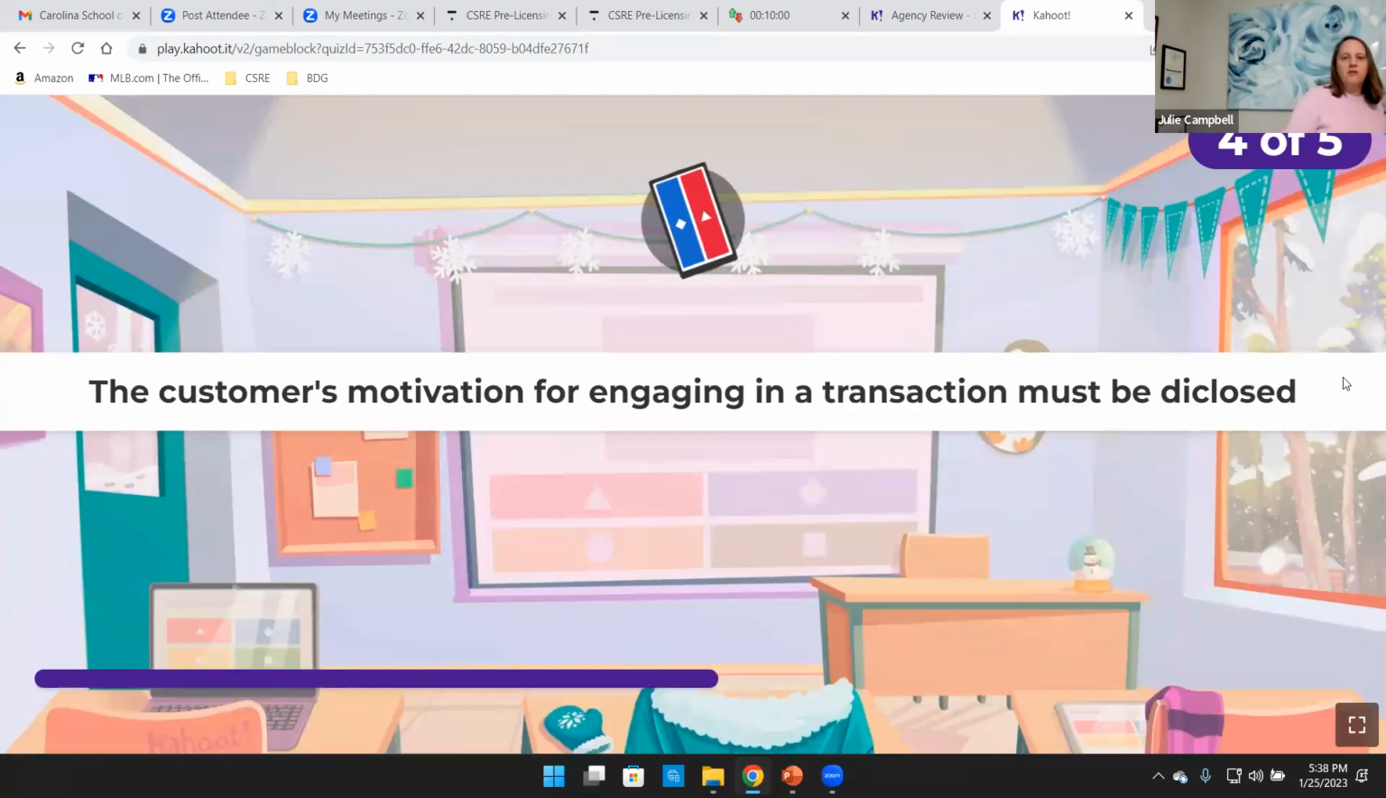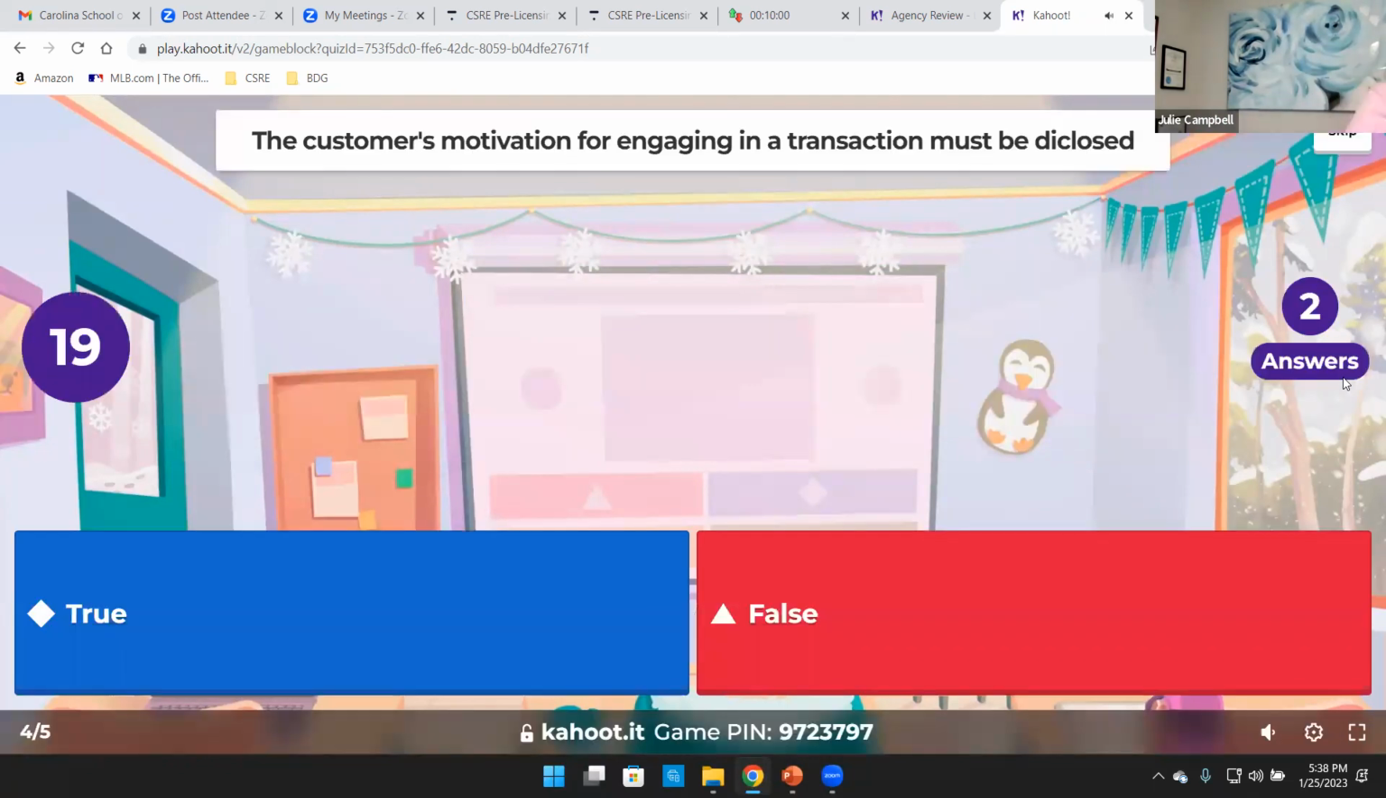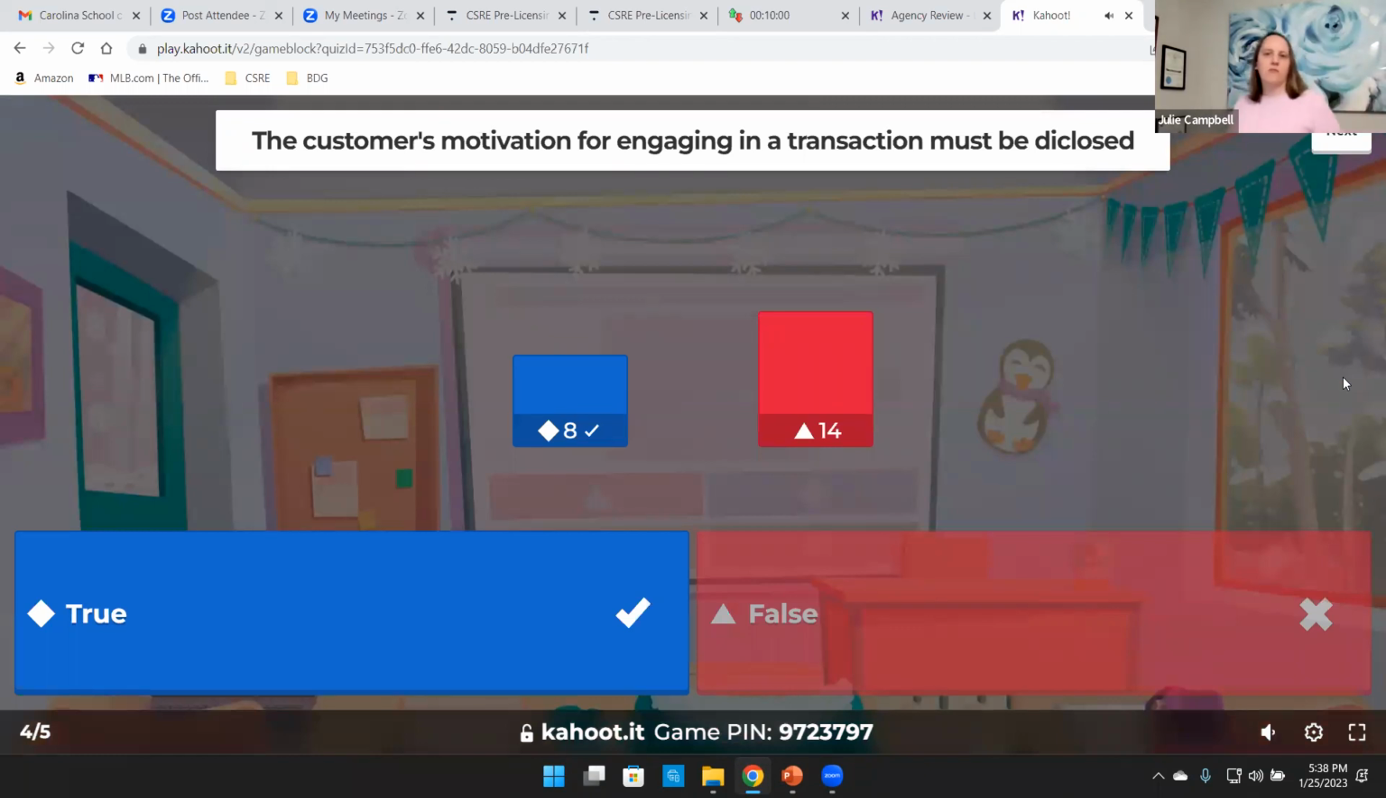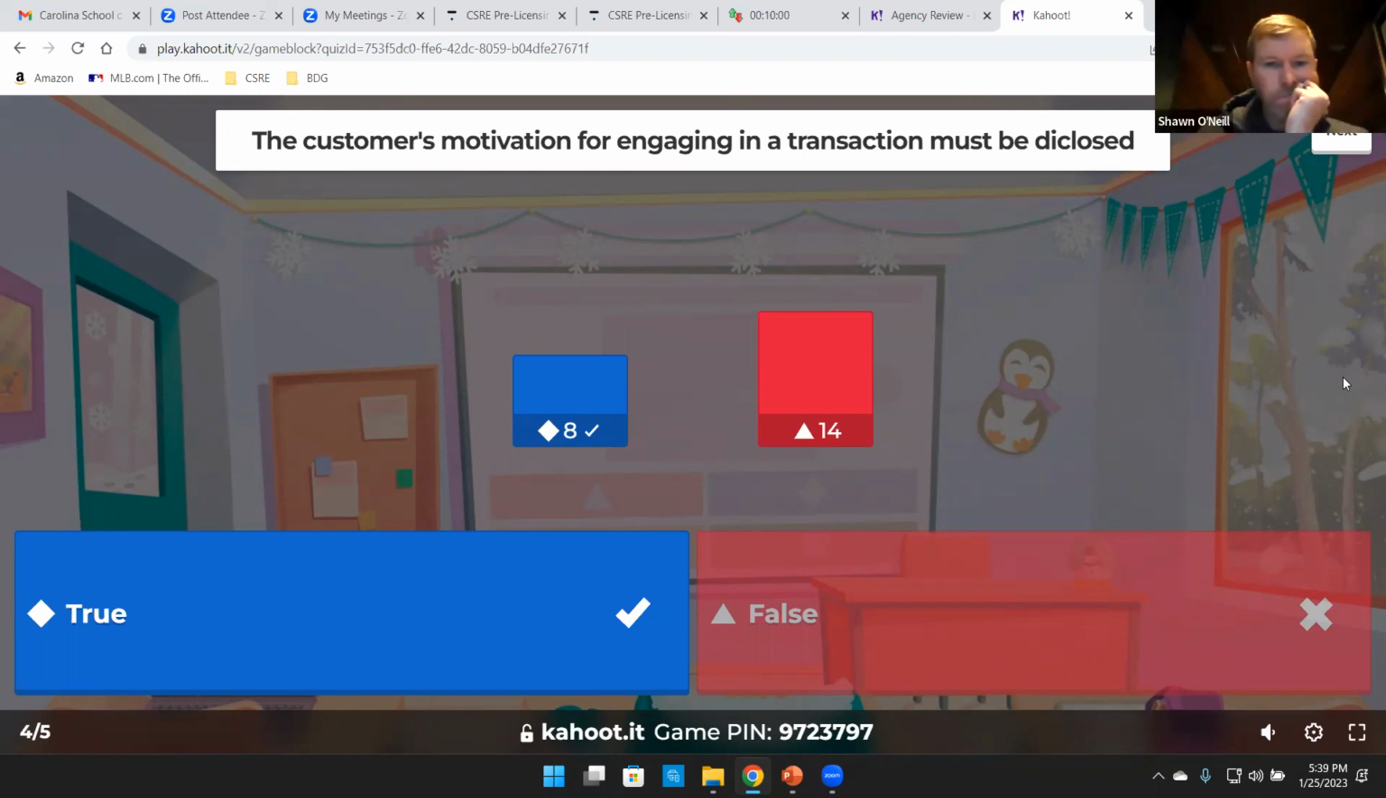Question number four, customer's motivation for engaging in a transaction must be disclosed. Five seconds. Customer's motivation for engaging in a transaction. That's not true, is it? I agree with you guys. My goodness, we just found a fault in Kahoot, didn't we? This is going to mess up our rankings. Oh my goodness. It's so bad. All right, customer's motivation. Remember we talked about PTM, price, term, and motivation, particularly PTM about this transaction. Let me make myself a note to fix.